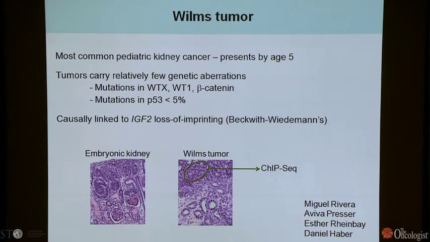Another interesting aspect of Wilms tumor, in addition to these very few mutations, is that it's been causally linked to an epigenetic event, that is, to the loss of imprinting of IGF-2, which is normally only expressed from the paternal allele, the chromosome inherited from the father, but in certain conditions is expressed biallelically to higher levels, and in those cases there is a causal association to Wilms tumor.